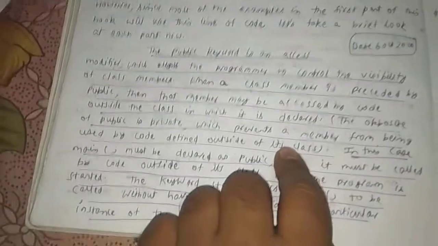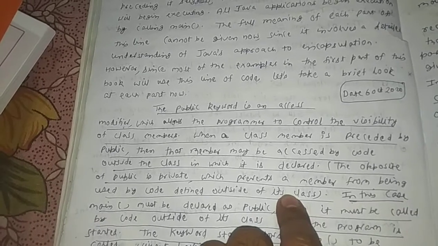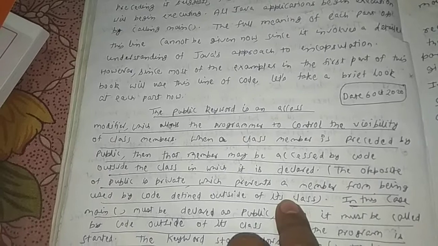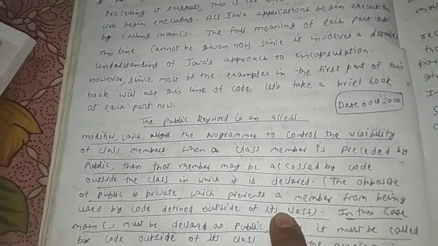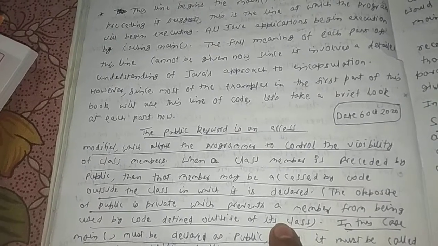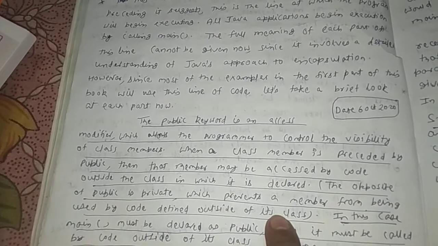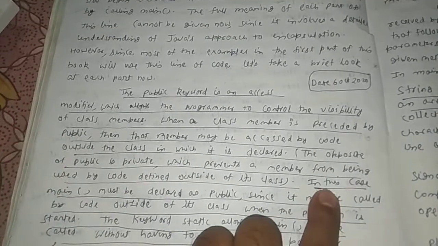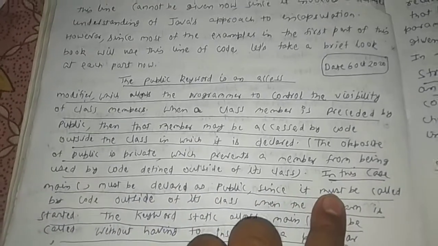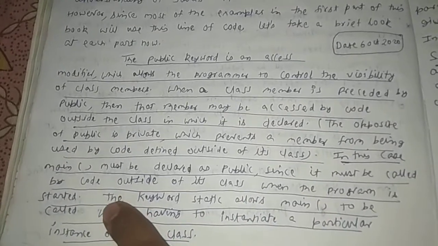It means whenever we use the word public, it may be used inside as well as outside the class. It can be fetched, accessed, retrieved by code outside as well as inside the class. That's why it is a mandatory condition. In this case, the main function must be declared as public since it must be called by code outside of its class when the program is started.